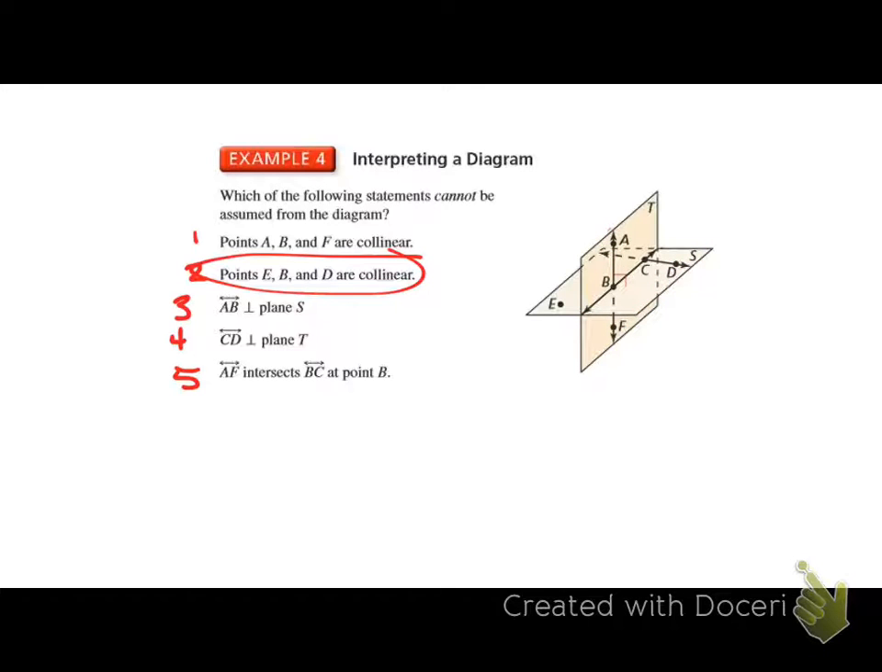Number 4, it says CD and plane T are perpendicular. Is there a right angle located on line CD? No. On line CD? No. It's not. So this one we cannot conclude. And then last, you've got AF intersects BC at point B, which is true.